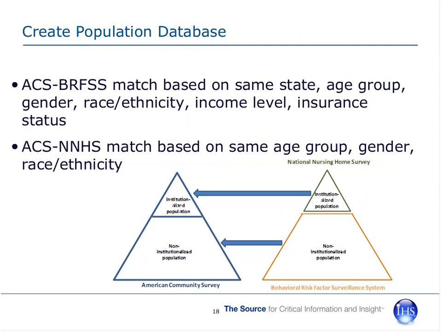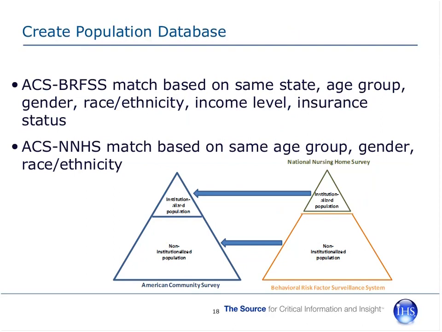In this slide right here, the way we do it is you take the American Community Survey and divide the people into the institutionalized people and the non-institutionalized people. People who are institutionalized, we match them with someone from the National Nursing Home Survey that's in the same age group, same gender, same demographic group.